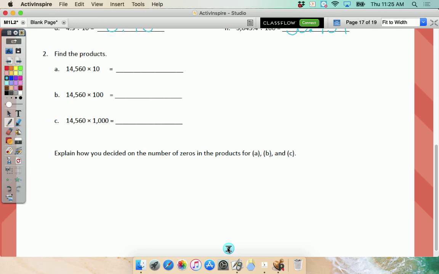Okay, so watch me do the first one. I'm going to write 14,560 without the comma. And then I'm going to add my 0. So go ahead and write that now. And then we're going to use that little trick and add a comma. 1, 2, 3, comma.